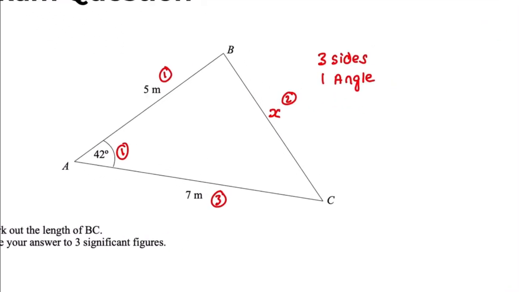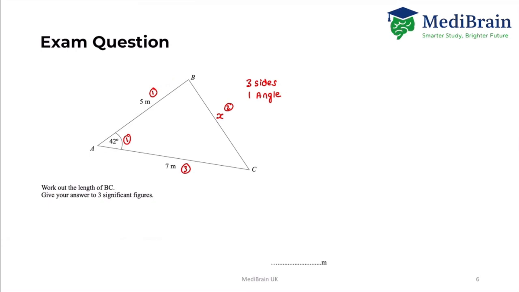Because in the cosine rule, you will need to use all of a, b, and c. So you will need to know the length of three sides. Okay, so hopefully that answers your question. Let me know if I haven't answered your question. But we're going to go through this question now.